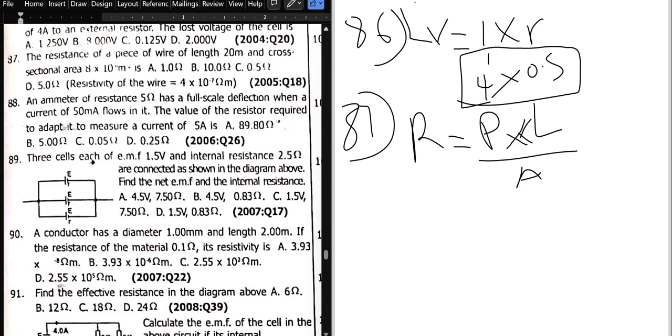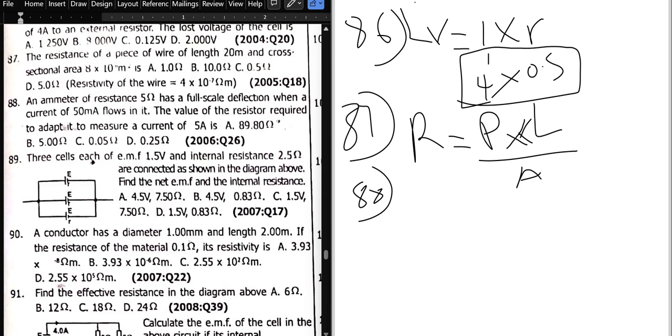Right, let's go. So 88 says an ammeter of resistance 5 ohms has a full scale deflection when a current of 50 mA flows in it. The value of the resistor required to adapt to measure a current of 5A is what? So we're looking for a new resistance to pair with 5 amps.